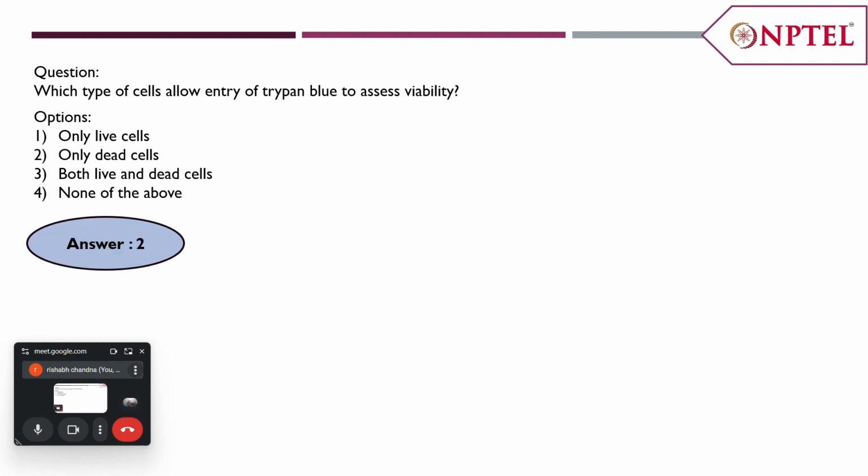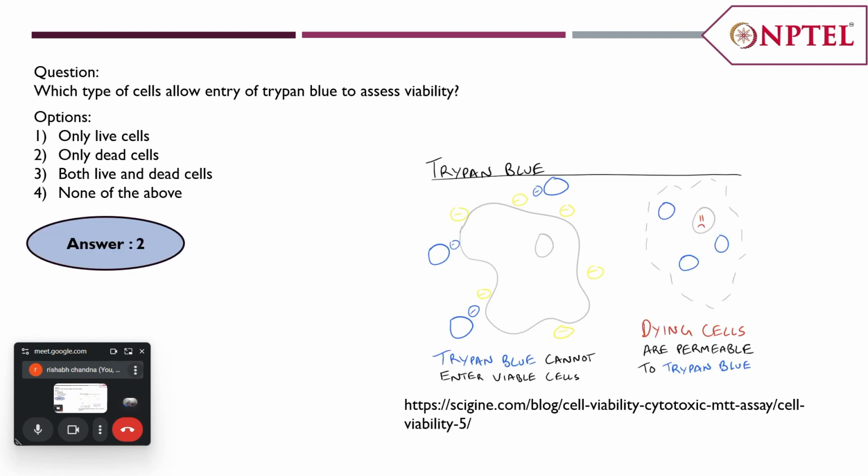Okay, so the correct answer is option number 2, and here is the explanation. Trypan blue is a negatively charged dye. Our cells have a net negative charge due to the presence of different phospholipids on the cell membrane. So when the dye comes in contact with live cells, which show a negative charge, it will repel. So it cannot attach to or enter the viable cells.